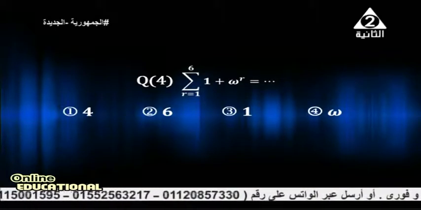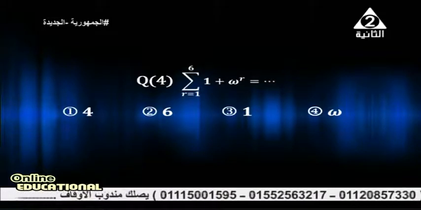Before we solve this example, we must find the value of omega. 1 plus omega square equals 0. 1 plus omega equals negative omega square.